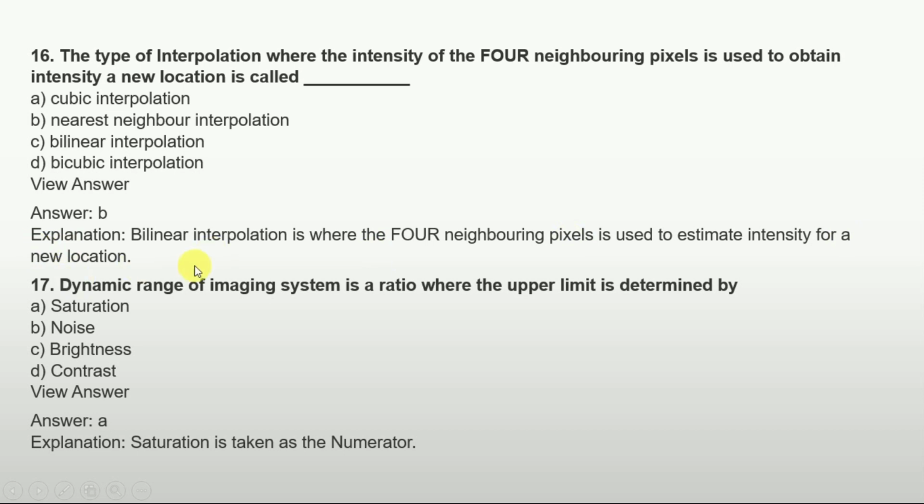That is the concept. And the next question: the dynamic range of an imaging system is a ratio where the upper limit is determined by which? Options are option A saturation, option B noise, option C brightness, and option D contrast. So the answer is option A, that is saturation. Saturation is taken as the numerator.